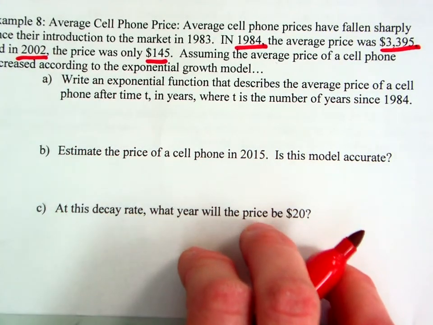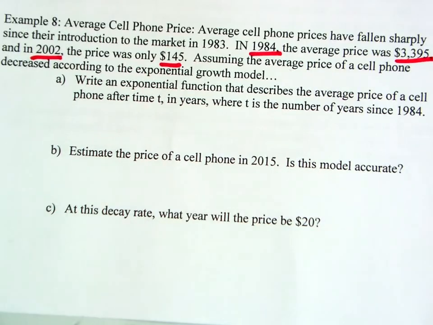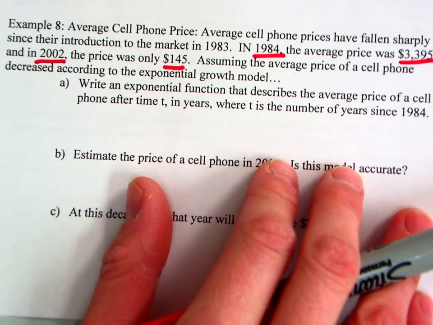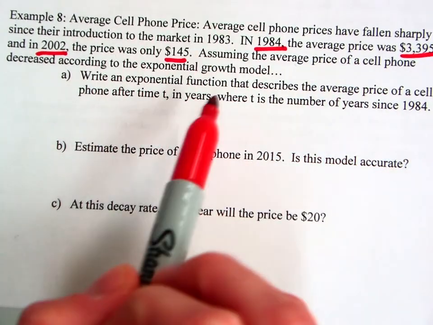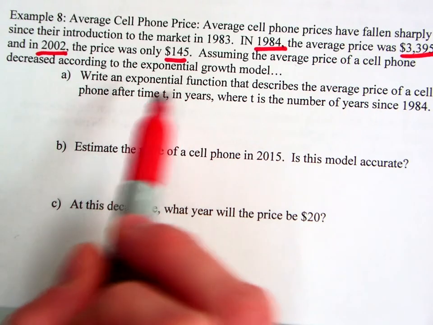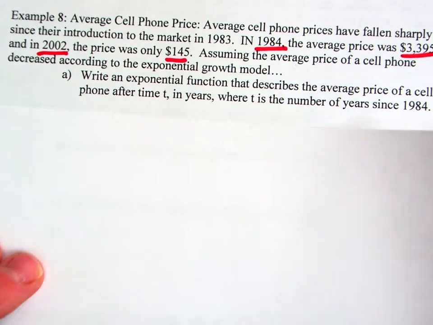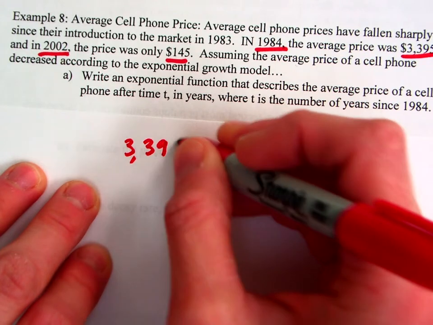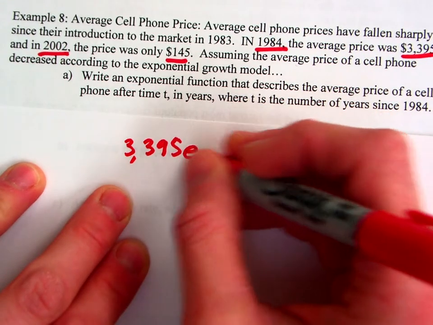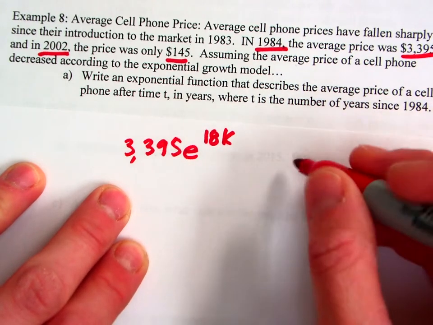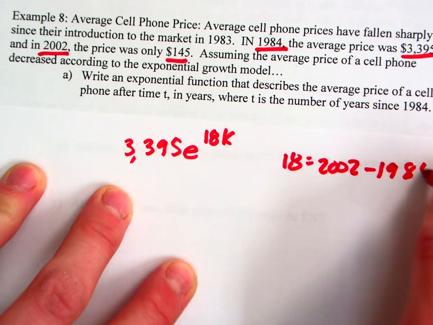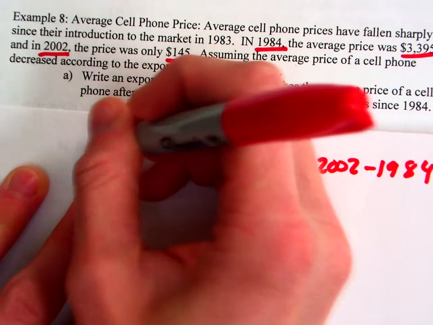We're not given k here, but we're given a starting amount, an ending amount, and a length of time. If you subtract 1984 from 2002, that gives you 18 years. So that would be your time. It's asking for an exponential function, and you need k in order to find an exponential function. So we're going to solve for k. We would start with 3,395 e to the 18k, and again 18 comes from 2002 minus 1984. And that is equal to 145.